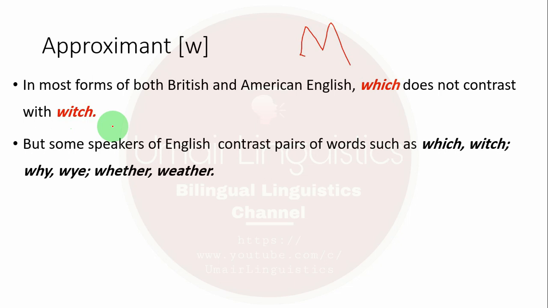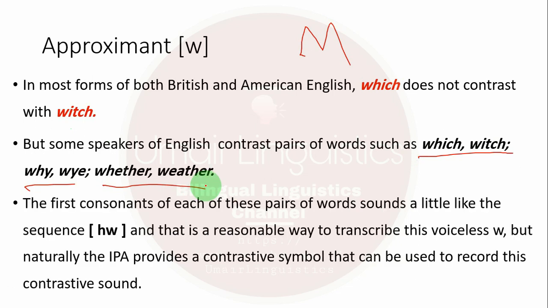However, for some speakers, the pairs of words such as these three pairs actually contrast with each other, and they say that the first consonant of each of these pairs of words sounds a little like h, which, and not why but why, whether but whether. So they usually add, you can say, a little bit of breath at the beginning of this W sound. So what happens is that this sound, which is usually a voiced sound, becomes voiceless, and therefore instead of writing it in this way, we write it in an upside down order.